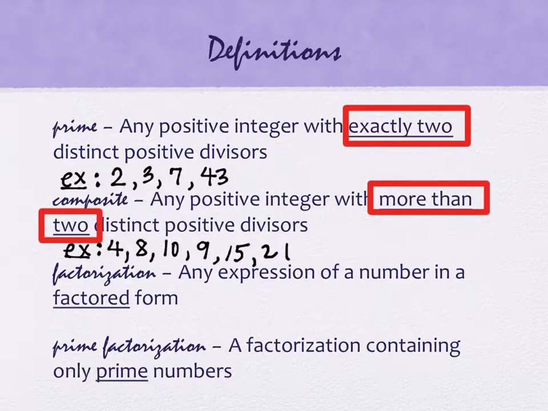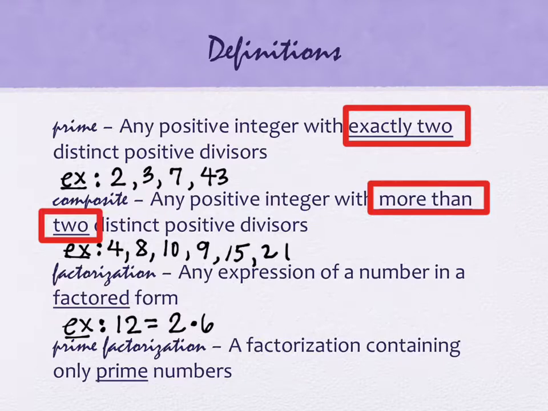Factorization. So factorization is any factored version. For example, I'm going to show you the difference between factorization and prime factorization. The number 12 can be factored into 2 times 6. That would be a factorization for 12. But it's not a prime factorization. How come? Yeah, the number 6 is a composite number, right? One of those numbers, namely the number 6, is not prime.